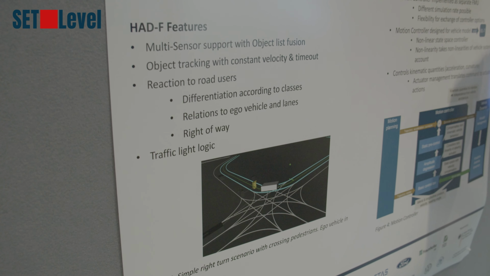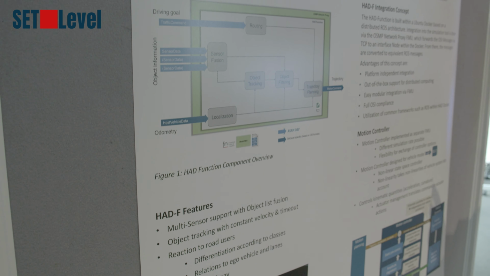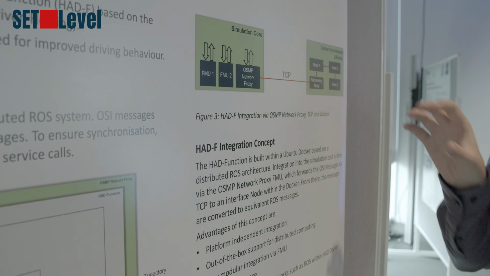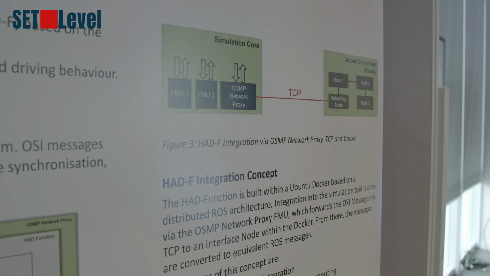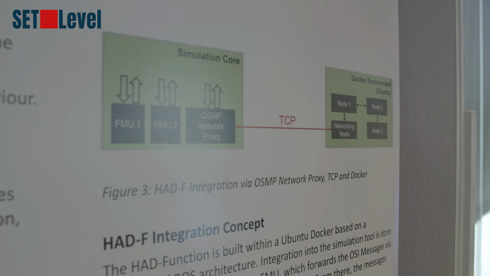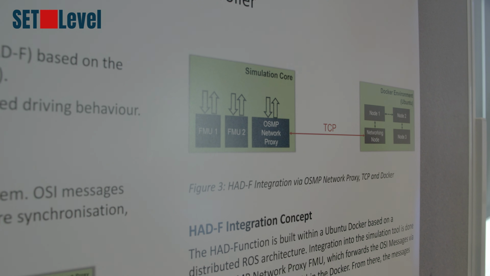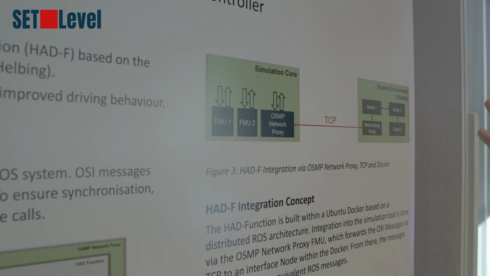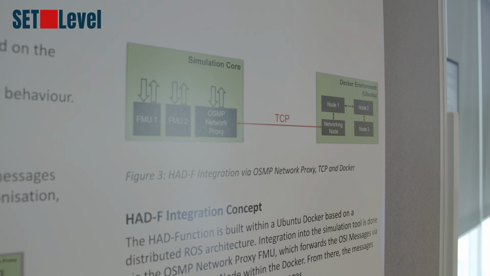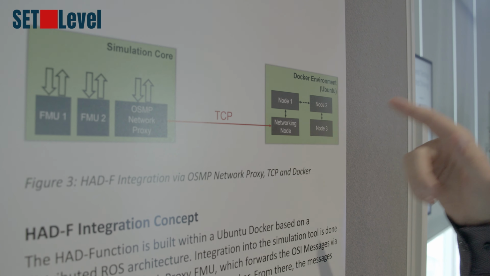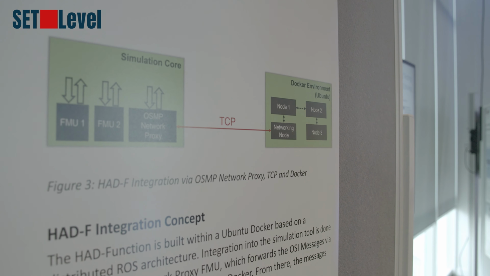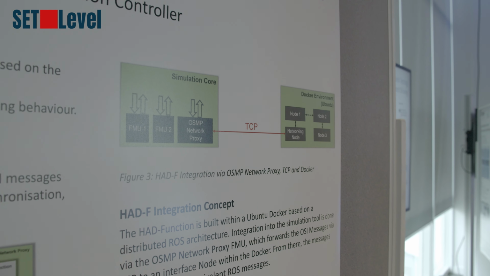For the integration of the whole function, the highly automated driving function itself is run in a Docker environment. These are all the ROS nodes visualized here. We use the OSMP network proxy to integrate the function into the simulation core. The driving function itself is not an FMU, but the proxy is. The communication is done via TCP. Then there's a conversion layer in the networking node to convert from OSI messages to ROS messages and trigger all the internal communication.